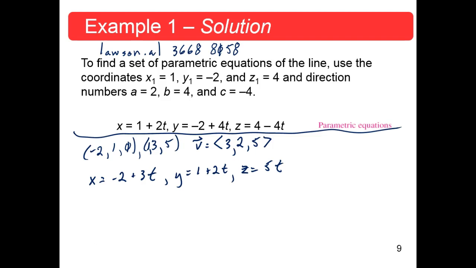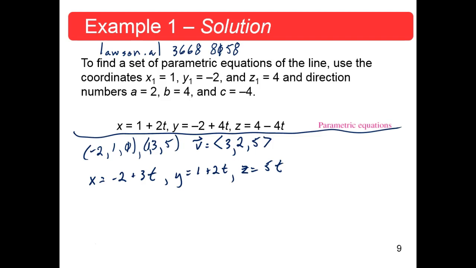The parametric equation for y would be y is equal to 1 plus 2 times that parameter, t. And the z parametric equation would be 0, so you don't have to write anything down, plus 5. Now, just to convince yourself that these points are on the line, let's check. Put t equals 0, and you get -2 for x, 1 for y, and 0 for z. -2, 1, 0. That point is right there.